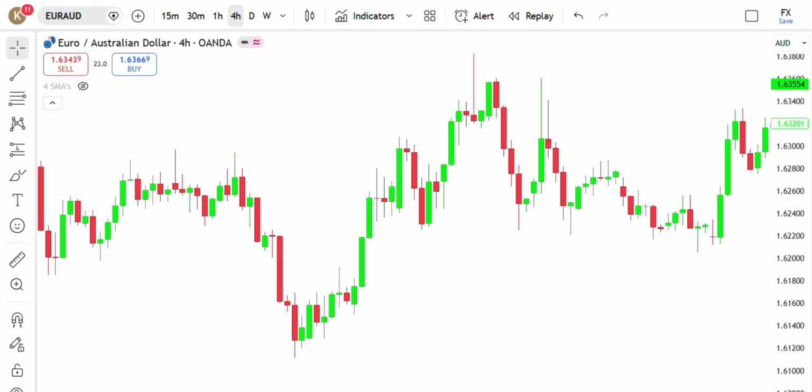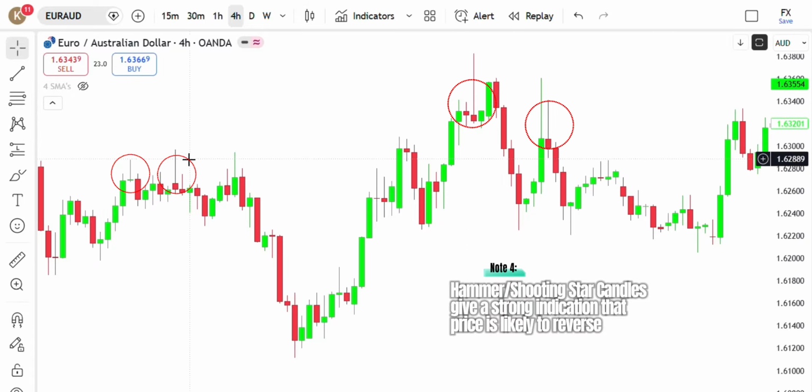While we're on the subject of wicks, there are a few certain reversal candles that will also give a strong indication that price may reverse. A few of these you might have heard before, like the hammer, which occurs at a swing low. Here's one example, and again here, and again here. Or the shooting star, which is the same in reverse at the swing highs. Here's an example of a shooting star, again up here, and there's a couple around this area.